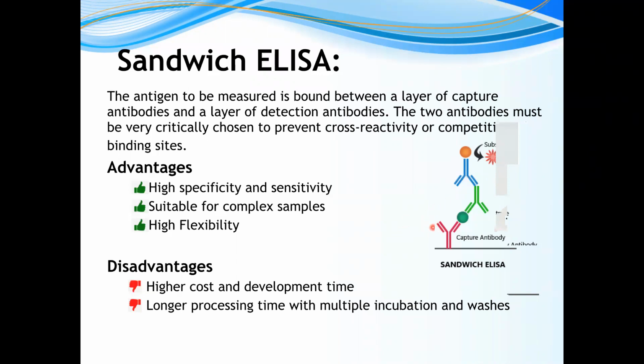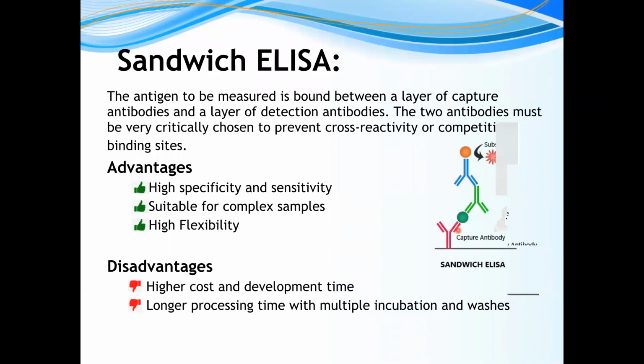So some advantages of this ELISA format are it shows high specificity and sensitivity as two antibodies are used to bind the antigen. So it's very specific and it's highly sensitive. It is suitable for many complex samples. It gives high flexibility as it gives more choice of antibodies.